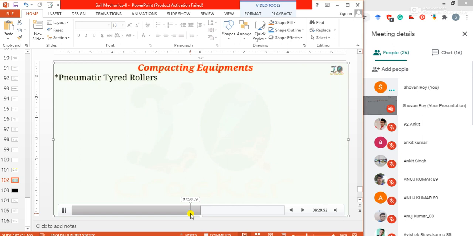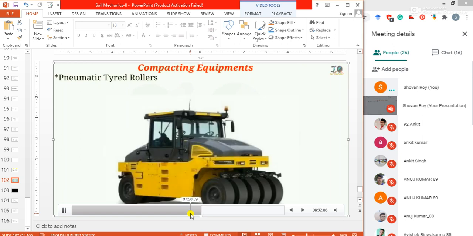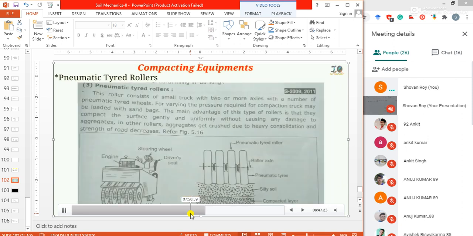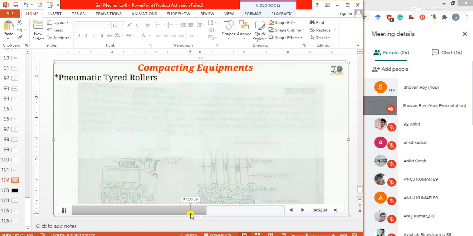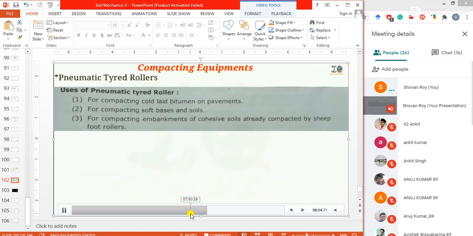Pneumatic tire rollers. This is actually the pneumatic tire roller. Rubber is normally used to make the tire, so rubber should be there.